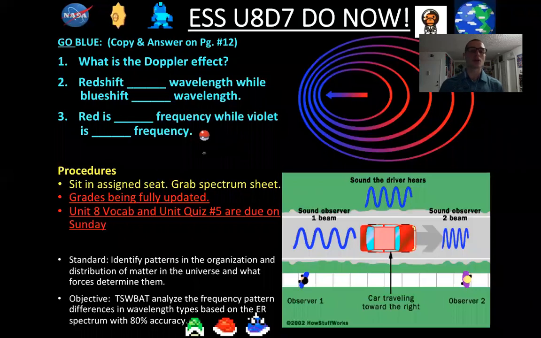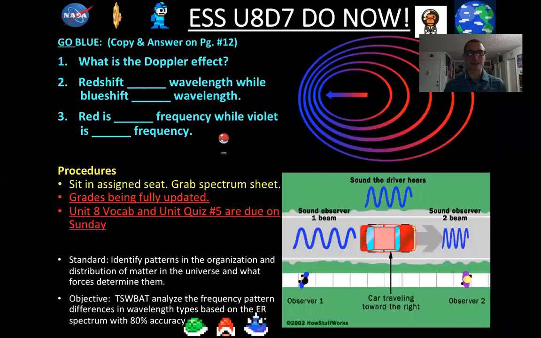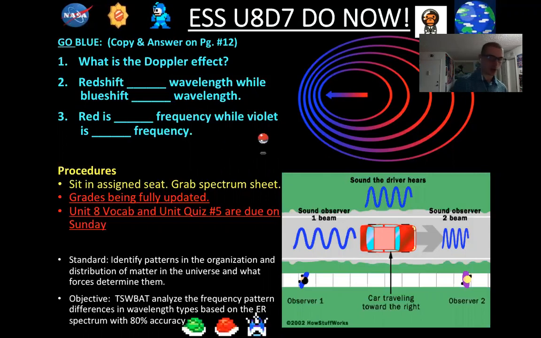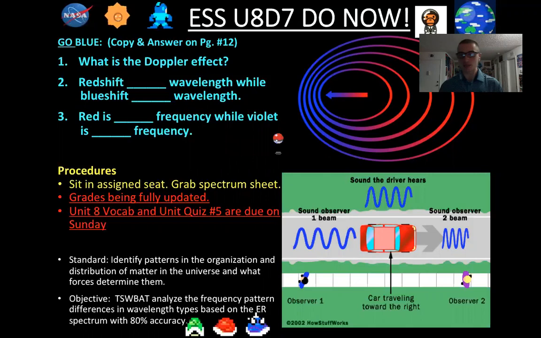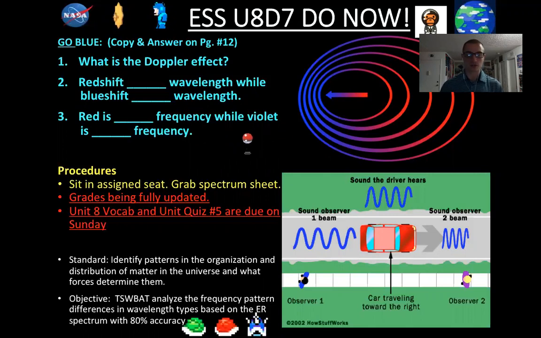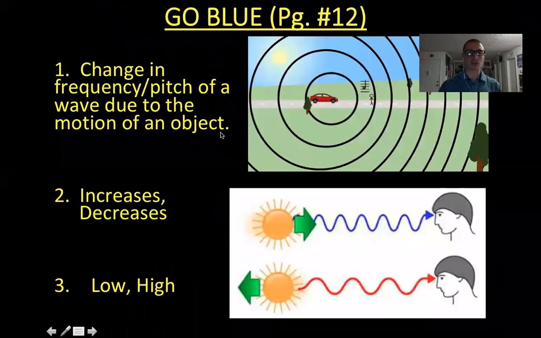All right, so number 1, what is the Doppler effect? Number 2, for our Go Blue on page 12 today, red shift blank wavelength while blue shift blank wavelength, right? So it's going to be decreases or increases or vice versa. And then 3, red is blank frequency while violet is blank frequency. Again, low, high, or vice versa. Pause the video, think about it, answer those questions, write them down. Let's go ahead and check out those answers ourselves, though.